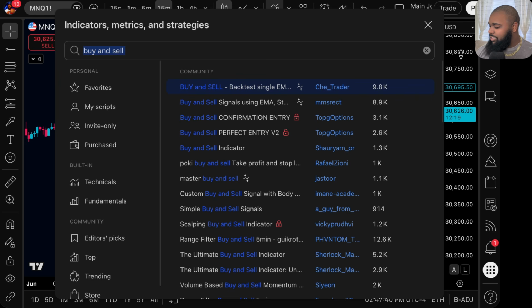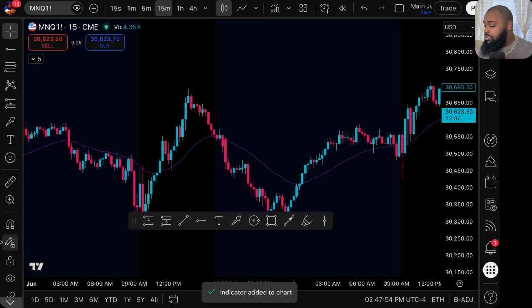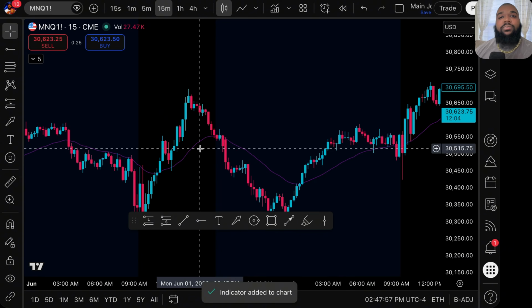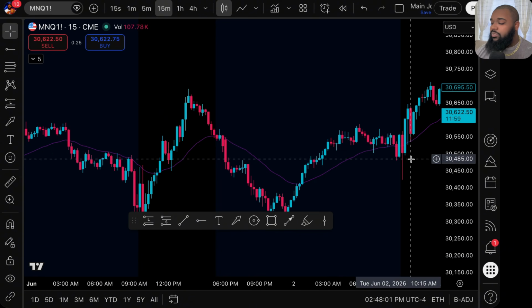You want to make sure that you have proper indicators. So what I use is SMC structures and fair value gaps. It helps you identify even the littlest fair value gap on the chart. And then I use the EMA, which tells you the momentum of price and just where it's going. I never trade when the EMA is in the middle of my price.